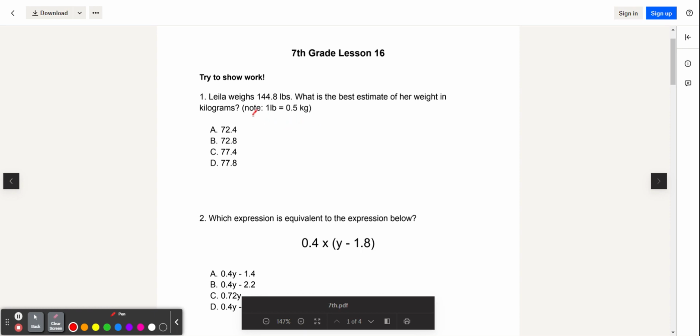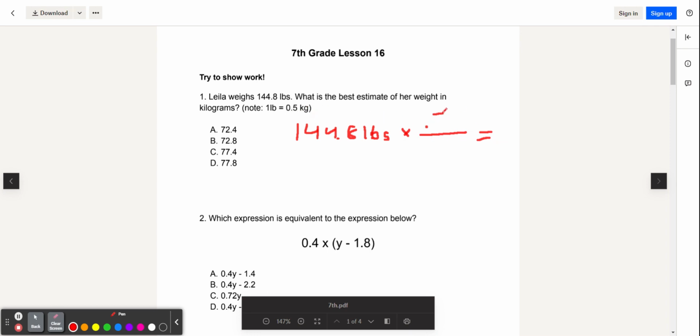Problem 1. Layla weighs 144.8 pounds. What is the best estimate of her weight in kilograms? And note that 1 pound is half a kilogram. So, she weighs 144.8 pounds, and we can multiply by the conversion in order to get our final answer in the correct units, kilograms.